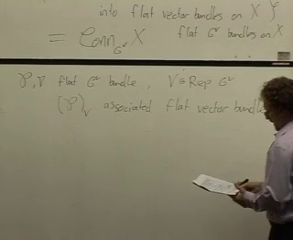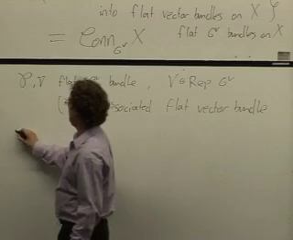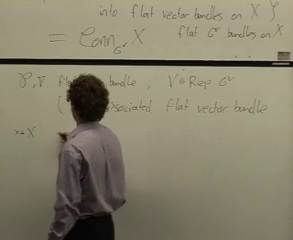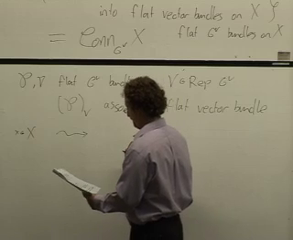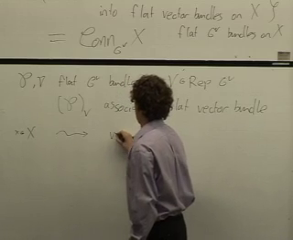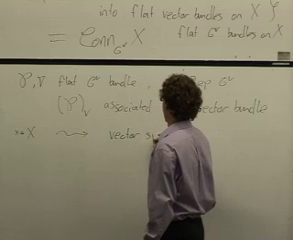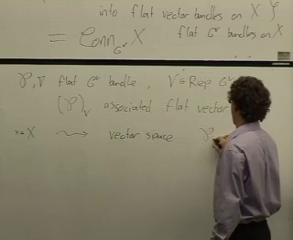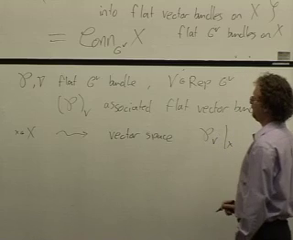In particular, if you also give me a point x in X, I just get a vector space, which is the fiber, which is P_V at x.